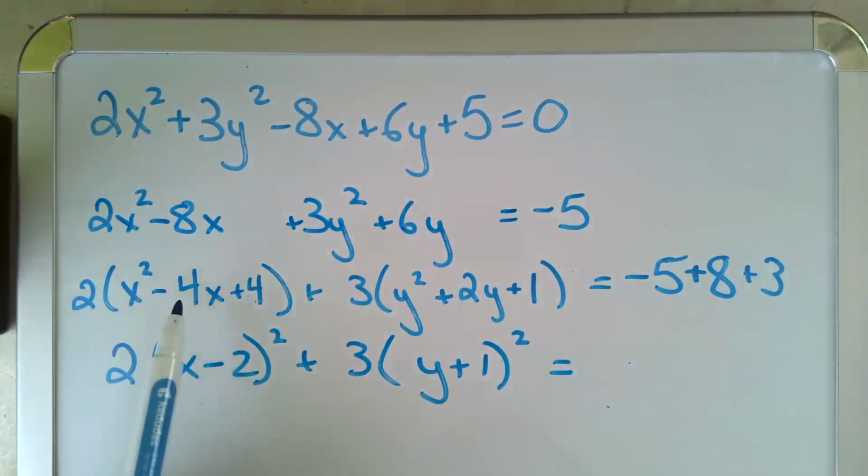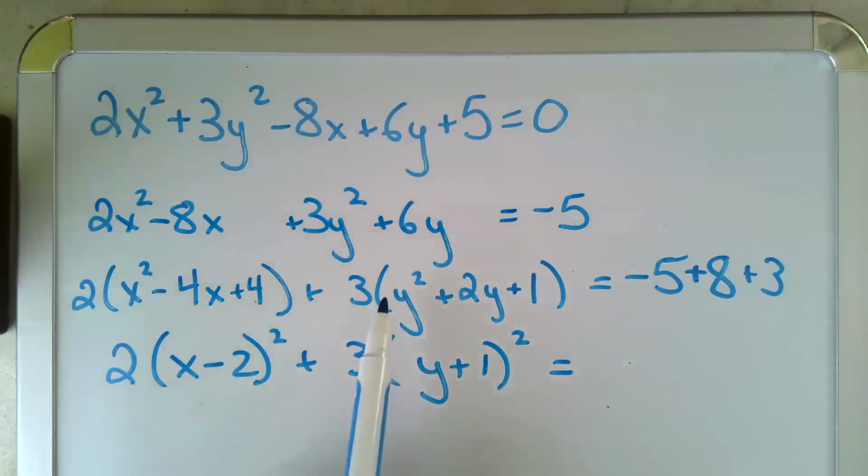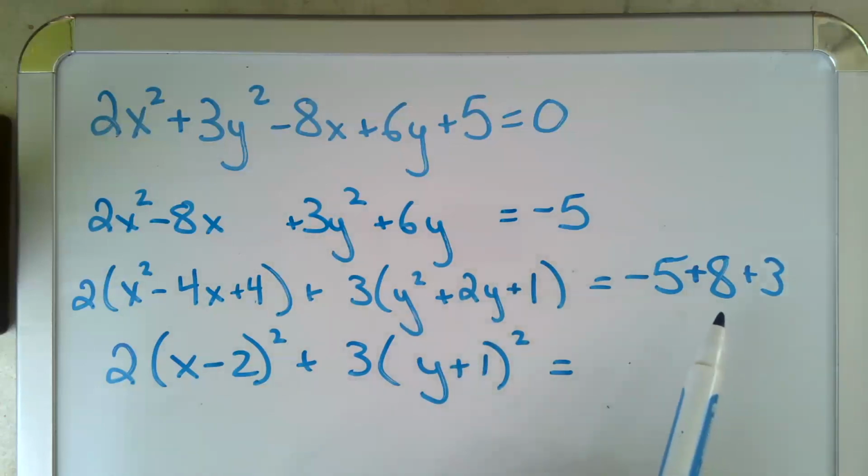So my x squared minus 4x plus 4 becomes x minus 2 squared. That's the perfect square I just created. And my y squared plus 2y plus 1 becomes my y plus 1 squared. That's the perfect square I just created. And then -5 plus 8 plus 3 just simplifies to 6.